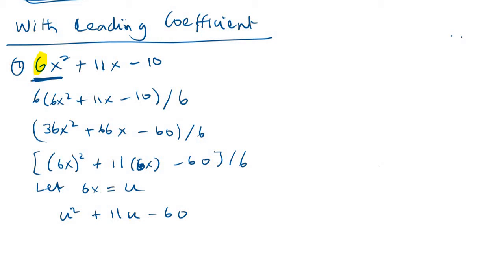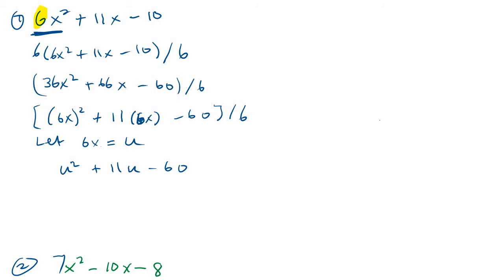If I factor this, it will look like this. What factors will give me 60? I know for 60 I can do 12 times 5, or I can do 15 times 4. Let's write here 15 times 4 will give me 60. I need a negative, so to get a negative 60 and a positive 11, I need a positive 15 and a negative 4. So then my factors will look like this: u plus 15 and then u minus 4.